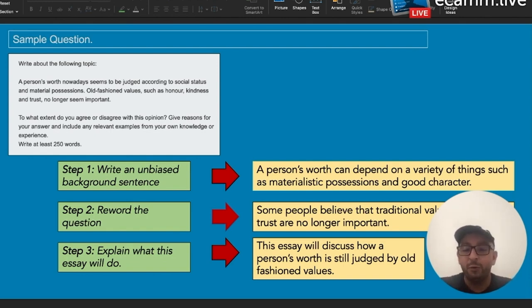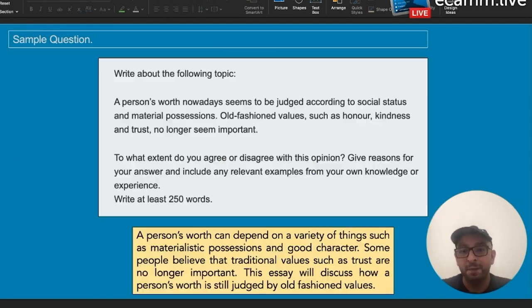So now let's look at our full, complete, precise introduction. A person's worth can depend on a variety of things such as materialistic possessions and good character. Some people believe that traditional values such as trust are no longer important. This essay will discuss how a person's worth is still judged by old-fashioned values. And there you go, that's our complete introduction.